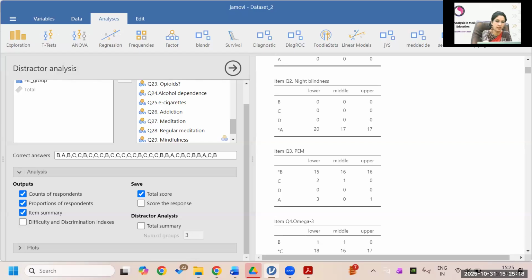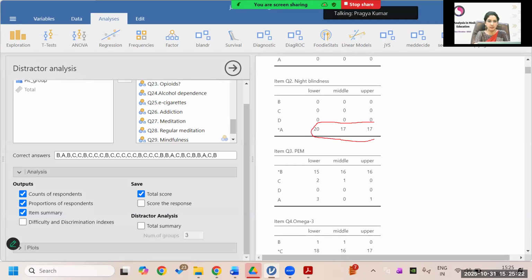You can see night blindness here. We know that 100% of the people got it, all of them gave the correct option. Again, this is also the correct option. It breaks down the total number of students into upper, middle, and lower. This is just for you to understand how Jamovi works in the background. Otherwise, you don't need this in the output.